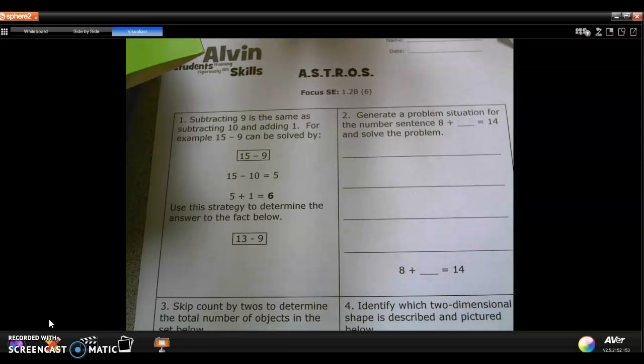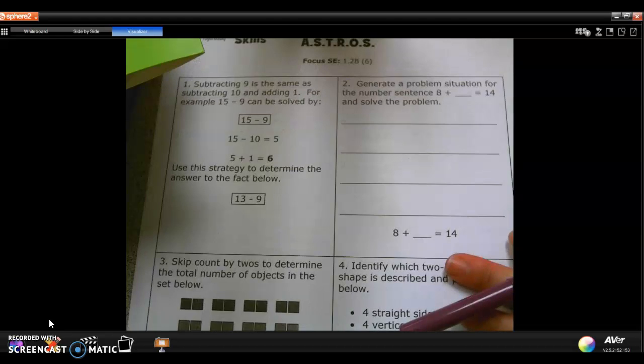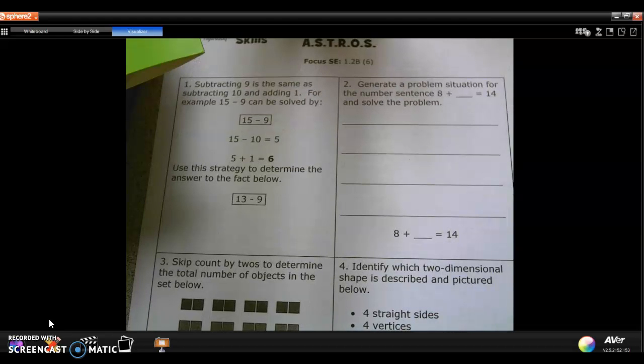Number 2. Generate a problem situation for the number sentence 8 plus something equals 14 and solve the problem. First, you're going to write out your word story problem, then you're going to solve it. So you could say, I have 8 cats, I get some more cats, now I have 14 cats. How many more cats did Miss Breed have? You can change that to any problem you want as long as you're using 8 plus something equals 14.